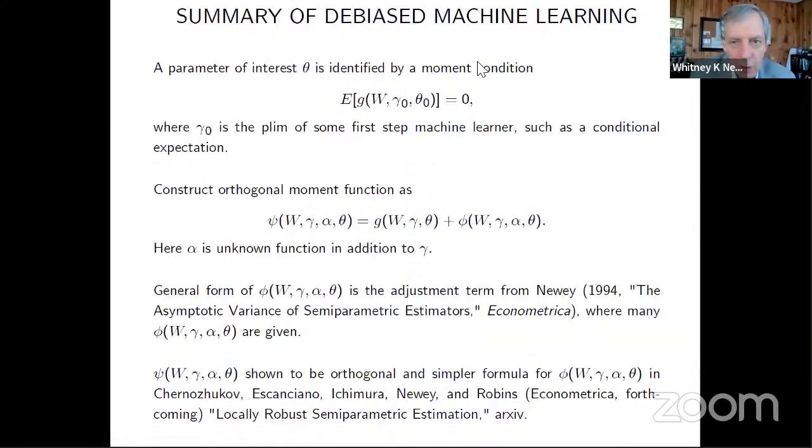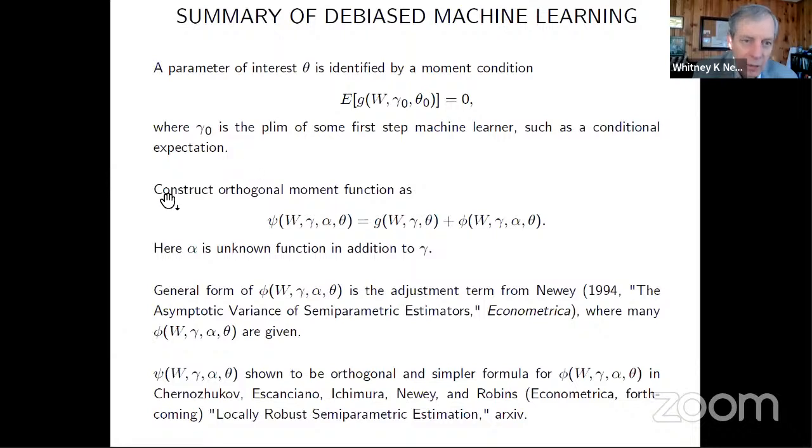Okay. So let's just summarize what we've done so far. This is kind of a general summary, but also kind of a generalization. You have a parameter of interest theta. It's identified by a moment condition. Okay. This gamma represents some first step, some regression we're going to think about today, actually. You can do the same thing with first steps that aren't a regression. And then theta is the unique value of the parameter of interest that solves this moment equation. Just GMM with some first step, okay? Gamma naught is the p-lim, probability limit of some first-step machine learner, such as a conditional mean.